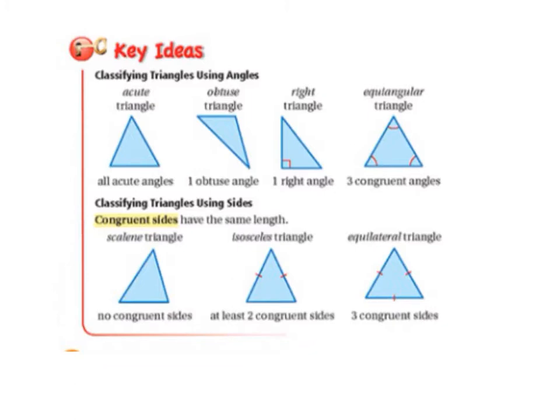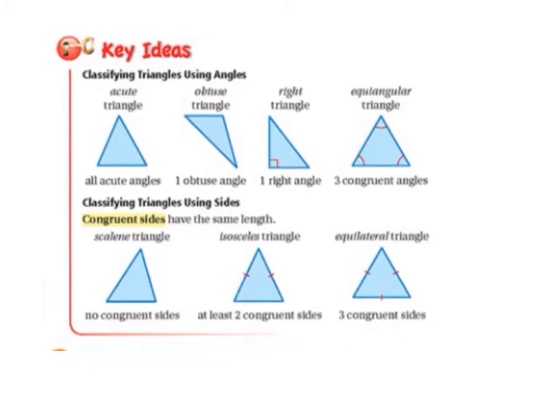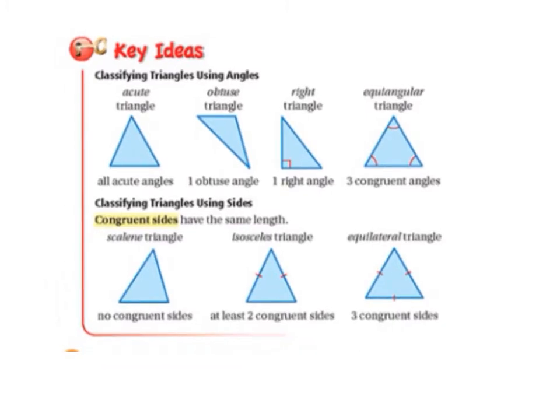And as a reminder, you've already written this in your notes, so you don't need to rewrite it, but congruent sides have the same length. So this is just a reminder. You don't need to write that part in your notes. You do need to write the definitions of the different kinds of triangles in your math notebook.